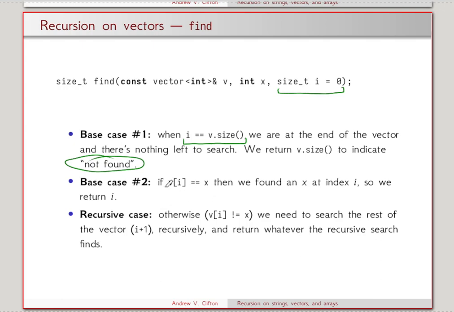Our other base case is if the ith element of the vector is equal to x. Then we found an x at index i, so we're going to return i. And then the recursive case is if v[i] is not equal to x, we need to search the rest of the vector. So we will increment i by 1, and then whatever that recursive search finds, we will return that.